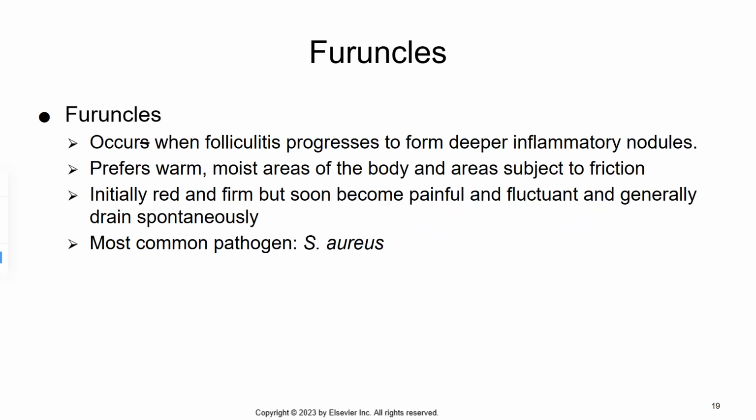Furuncles occur when folliculitis progresses to form deeper inflammatory nodules. They prefer warm, moist areas of the body and areas subject to friction. They're initially red and firm, but soon become painful and fluctuant and generally drain spontaneously. Most common pathogen: Staph aureus.